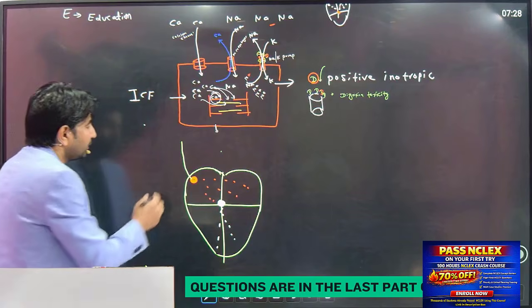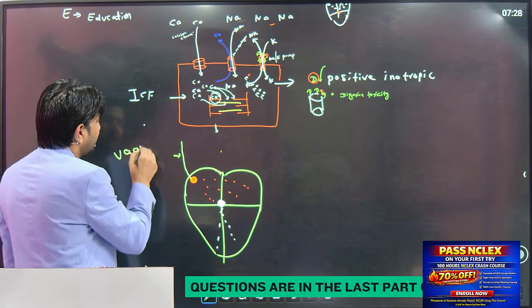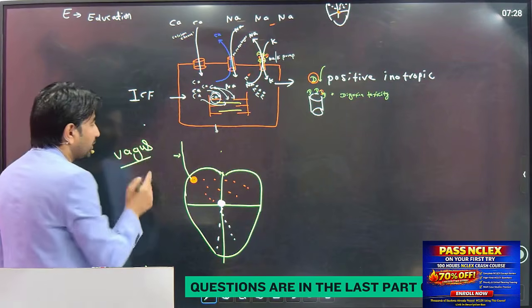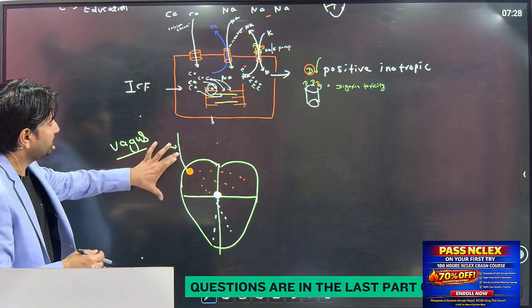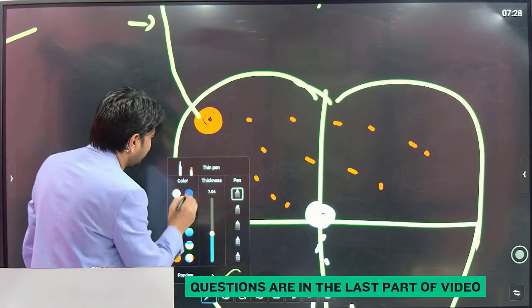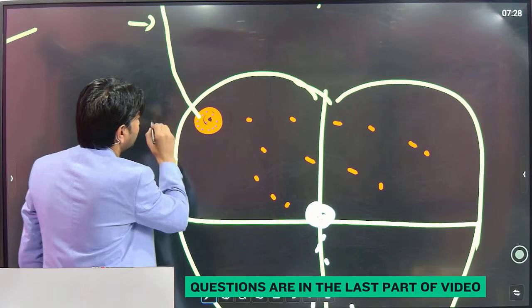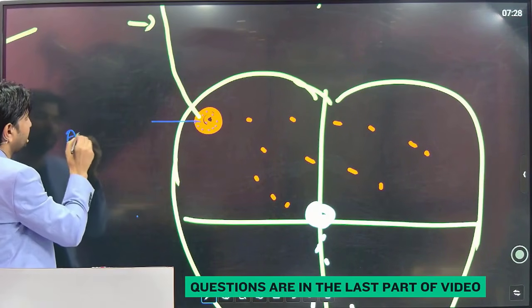Now if a patient has a high heart rate, how will digoxin work? Digoxin will act on this vagus nerve. It will stimulate this vagus nerve. As soon as it stimulates it, the vagus nerve produces certain chemicals at the SA node, which we call acetylcholine.